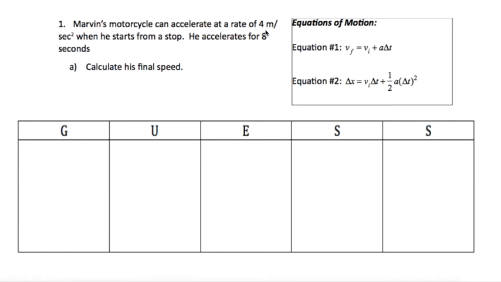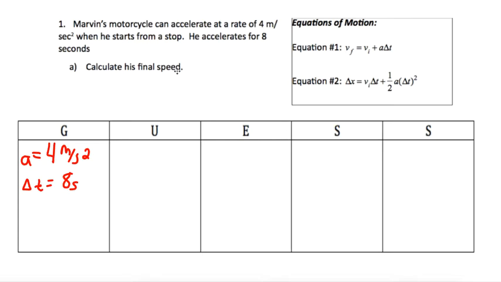It tells us he accelerates at a rate of 4 meters per second squared. So right away, it gives us the acceleration. Acceleration equals 4 meters per second squared. When he starts from a stop, he accelerates for 8 seconds. So it tells us the amount of time also. The amount of time he accelerates is 8 seconds.